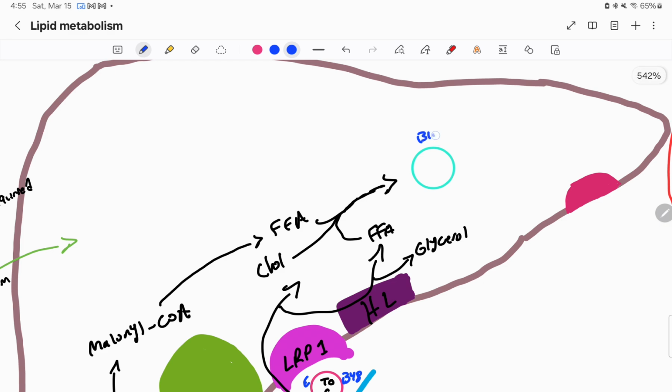But this molecule will contain ApoB100 on it. It'll contain ApoE, and if you want, technically it will also have ApoC1 on it. But you know what? I'm just not going to put that. That will confuse some people. Okay? So it will technically have ApoC1 on it as well.